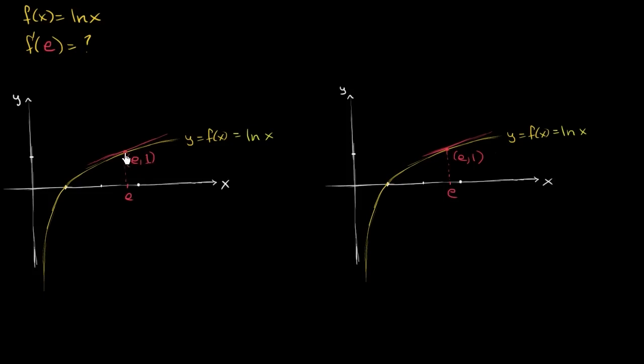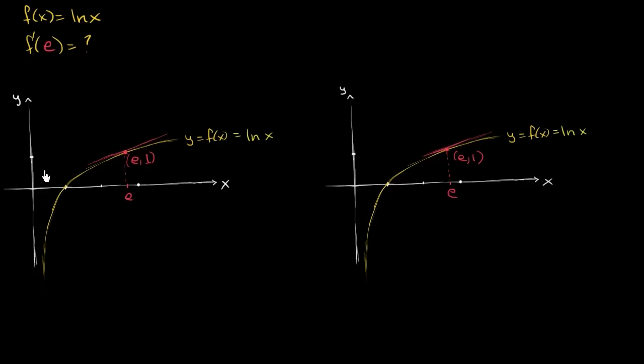And I've drawn the tangent line, and we need to figure out what the slope of it is, or at least come up with an expression for it. I'm going to come up with an expression using both the formal definition and the alternate definition. That will allow us to compare them a little bit. So let's think first about the formal definition.